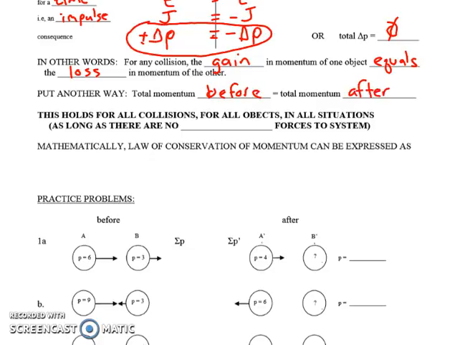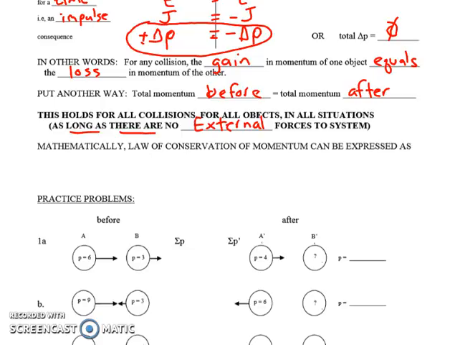So really the problem to look at is just keeping track of momenta of one or two objects before and after, taking into account vector issues, and it's fairly straightforward. Now again, this holds for all collisions, for all objects, in all situations, as long as there are no external forces. This is a really important caveat.